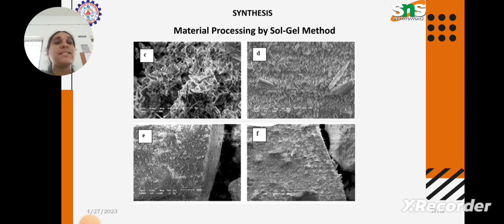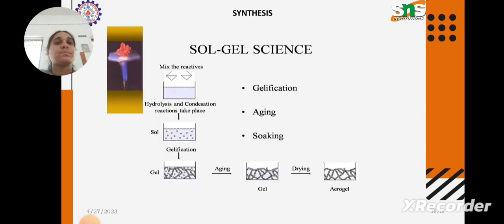And these are the images of the sol gel method. We get sol or gel from the sol gel method, and it is analyzed. The sol gel flow chart: first we mix the reactants, then hydrolysis and condensation. We get sol gelification, that is, polycondensation occurs, then aging, gel formed, and on drying, we get aerogel.